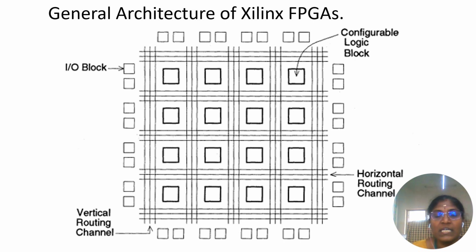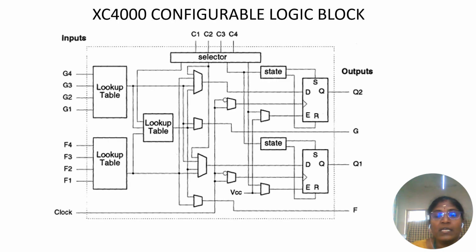Now we can see the general architecture of the Xilinx FPGA. This is the most commonly used vendor for all types of FPGA. It consists of configurable logic blocks, then the programmable interconnect, which is the horizontal routing channel and vertical routing channel. Then the I/O blocks are present at the outer ring of the general architecture. These three components are very important. Next, there are many versions of Xilinx.